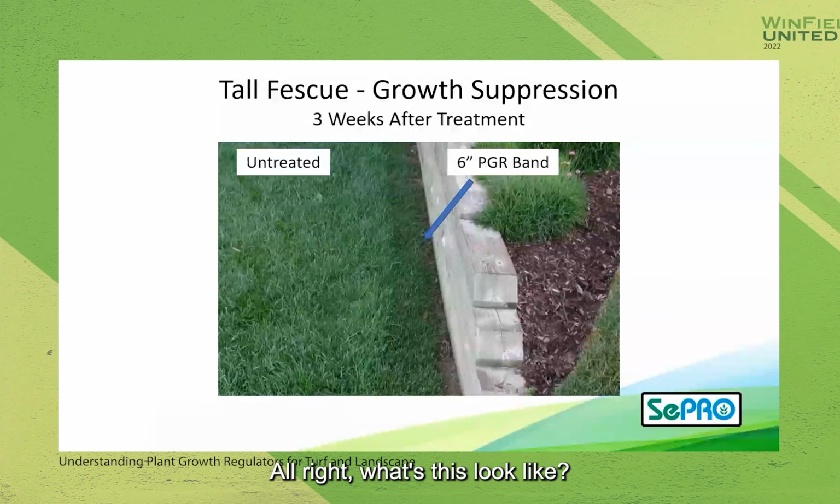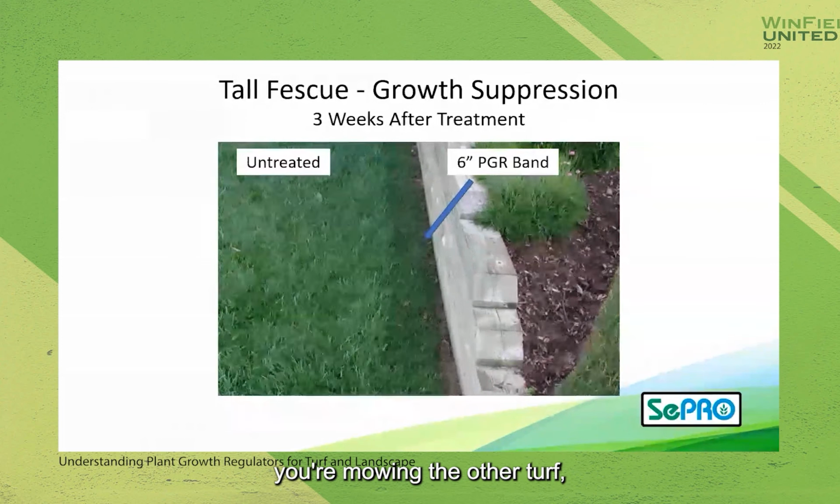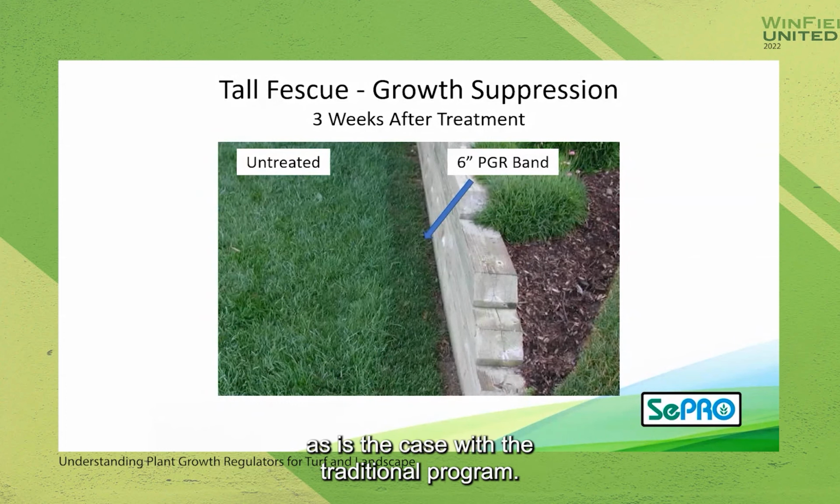All right, what's this look like? It simply looks like a band, and it depends on how often you're mowing the other turf, but you can blend it very easy. But it keeps you from having to come back and string trim or edge every single week, as is the case with the traditional program.